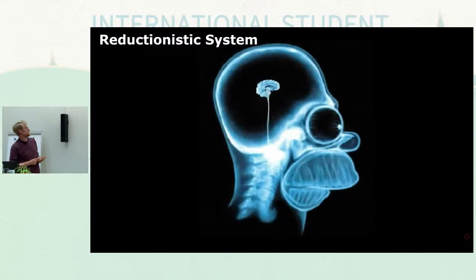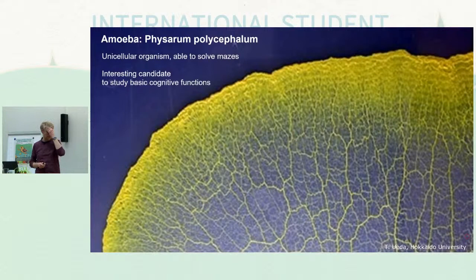The easiest system from biology that you might imagine is a unicellular organism. This is an amoeba, a kind of unicellular organism.